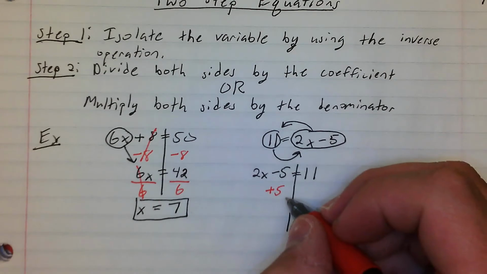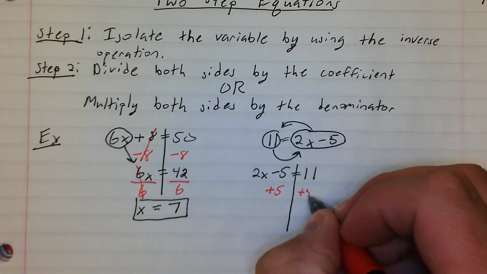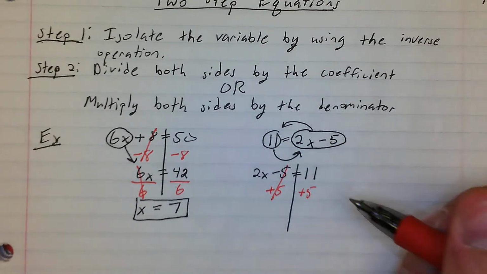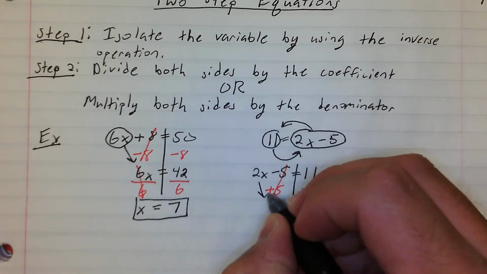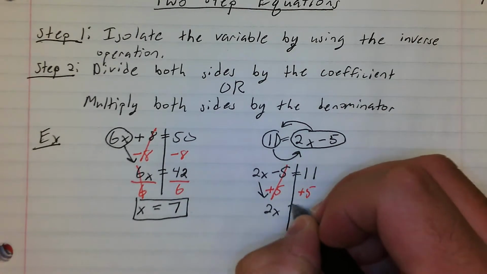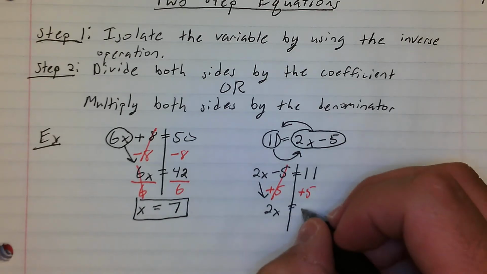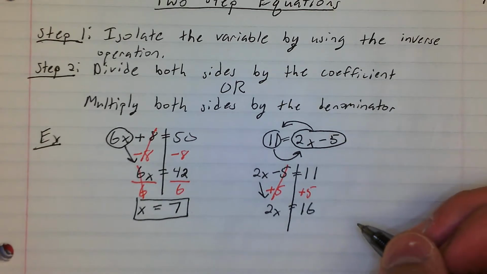I'm going to add 5. What I do to one side, I do to the other. The negative 5 plus 5 is 0, so they'll go away. I have to bring the 2 times x down as a whole, and then 11 plus 5 is 16.